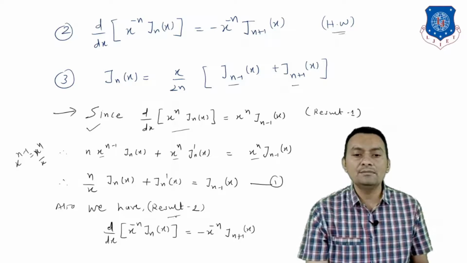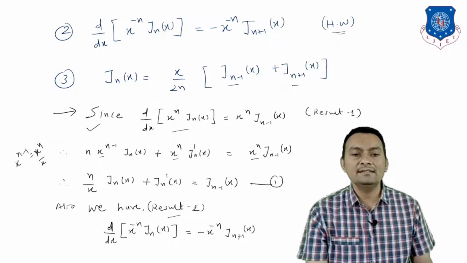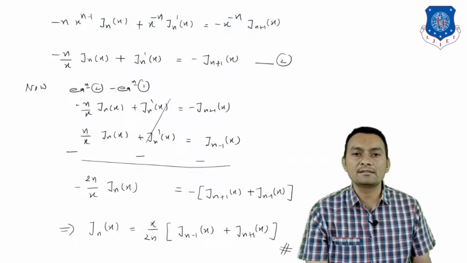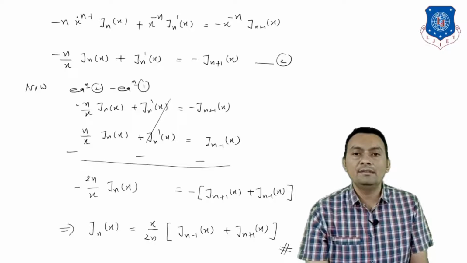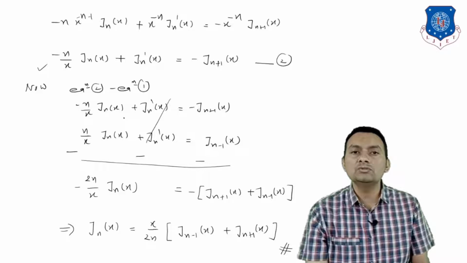Also we have the result number 2, that d by dx of x raised to minus n Jn x is equal to minus x raised to minus n J n plus 1 x. Again applying the same logic, just do the derivative, so we will have this one. Again x raised to minus n will cancel out, and in that case you will have this one. And after that you have to do equation number 2 minus equation number 1.